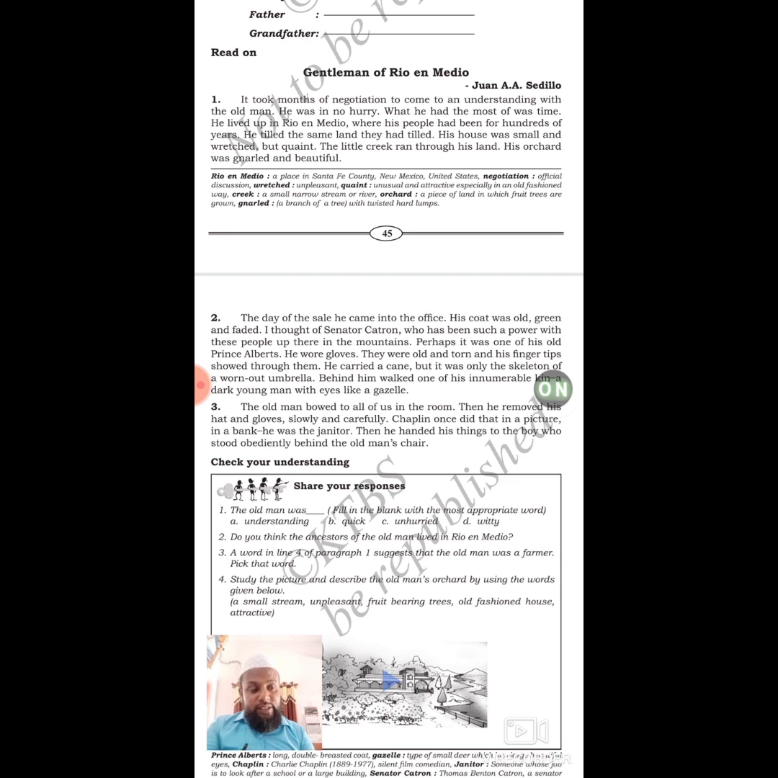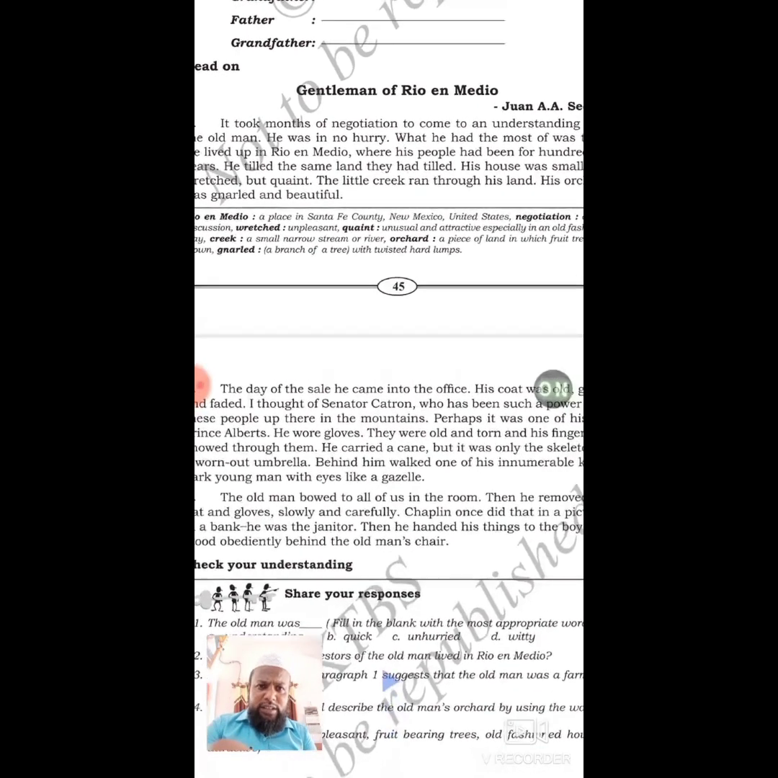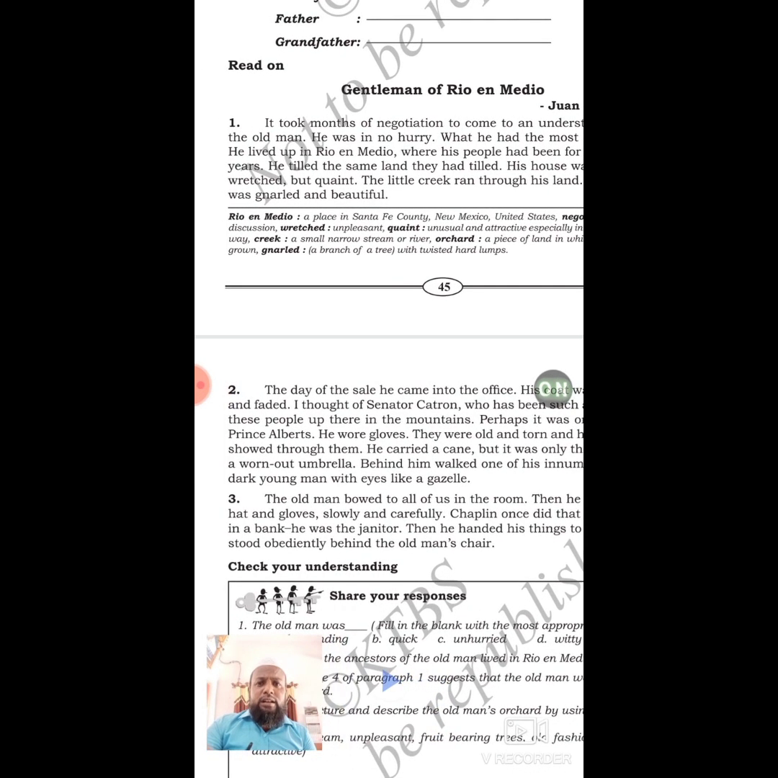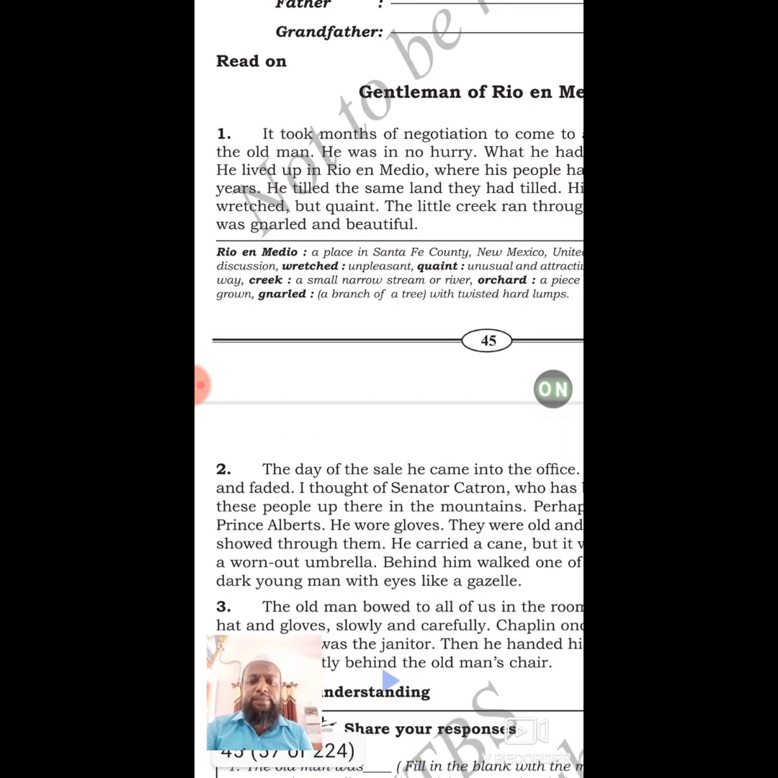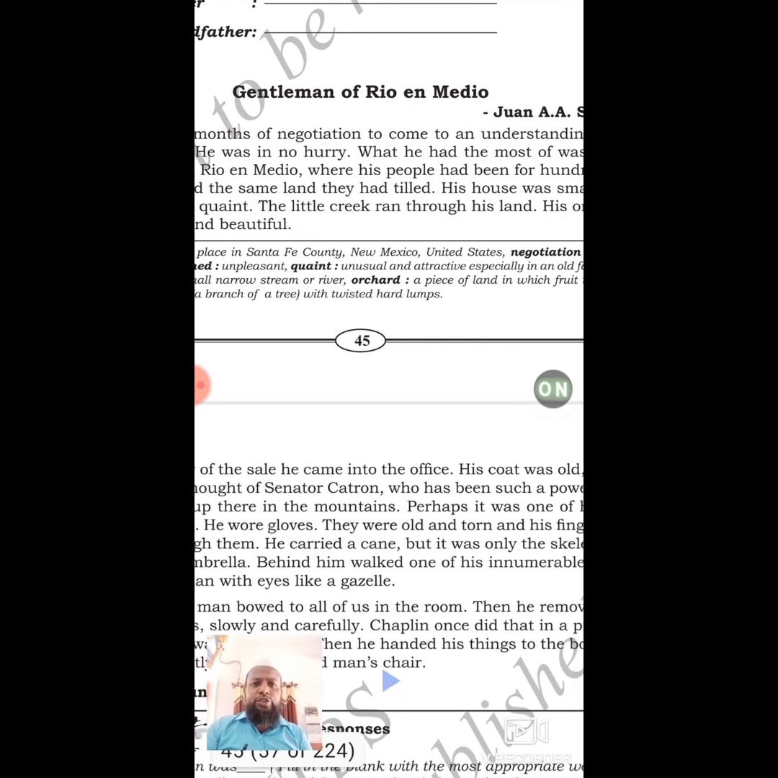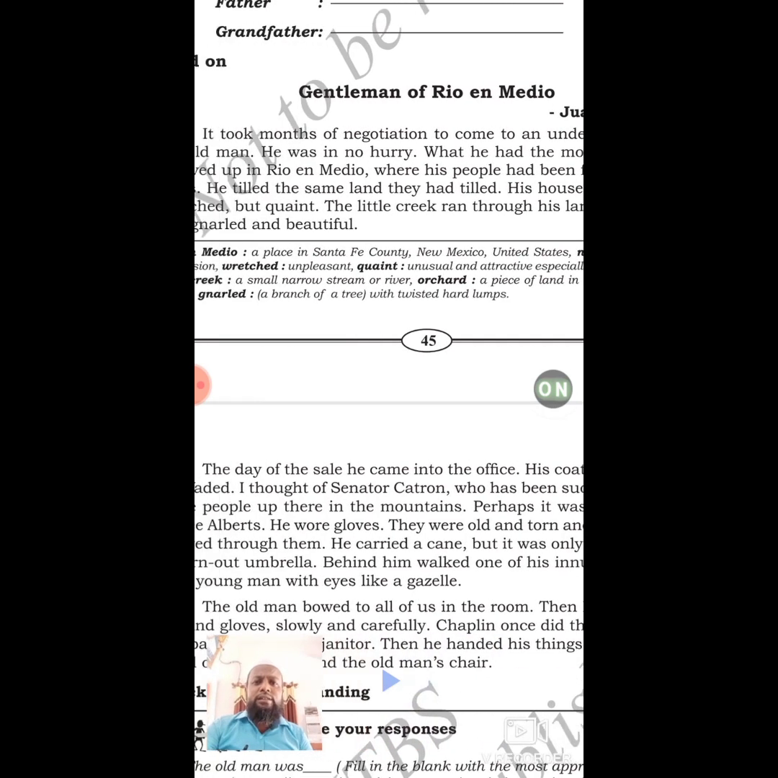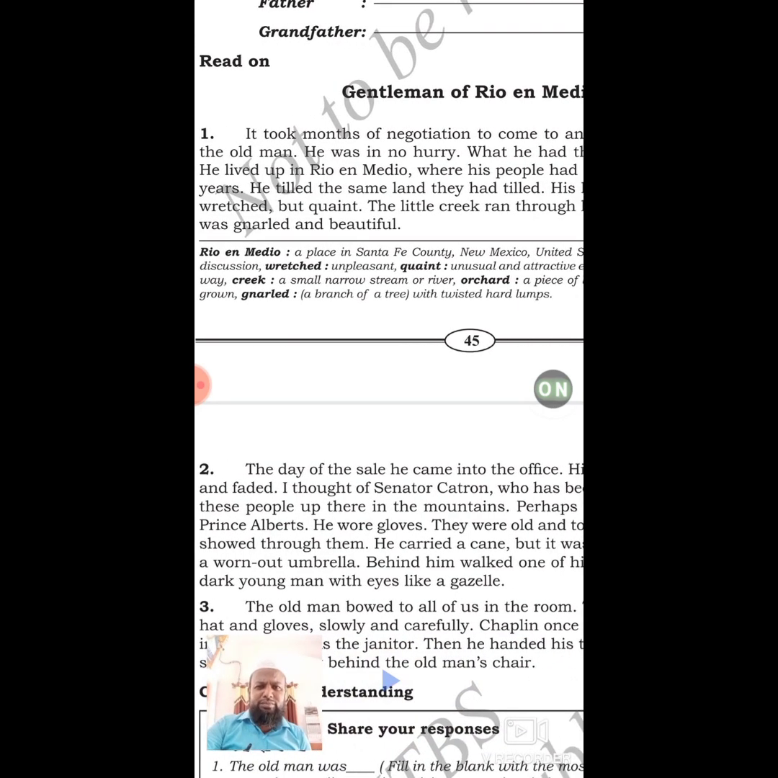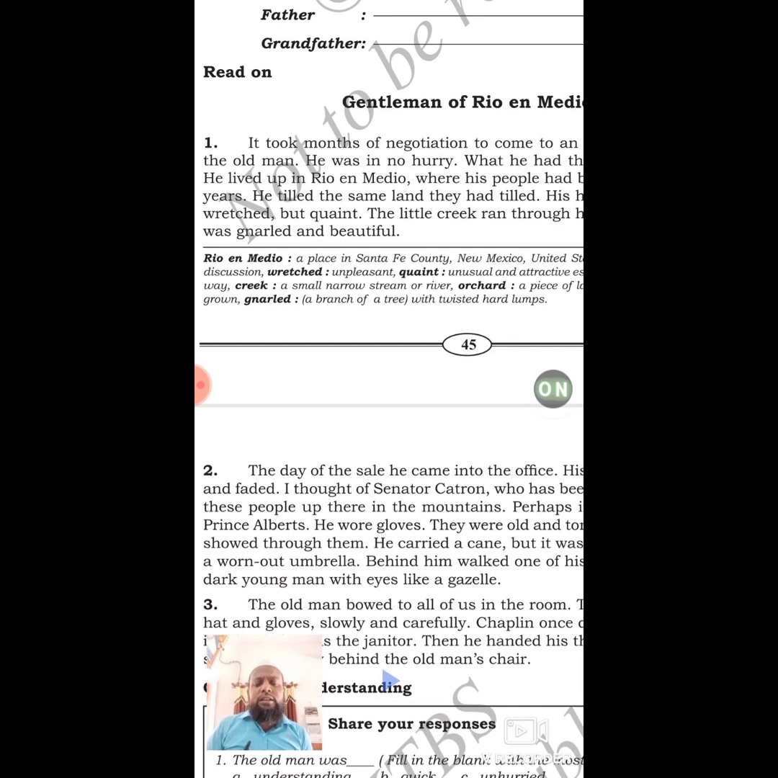I want to tell you a very simple thing. Start with the first paragraph. It took months of negotiation to come to an understanding. The old man. Here the word negotiation is there. Bargaining of the price, we call negotiation. The amount is fixed between them. It took months; it took a little time for the negotiation, that is, bargaining over that land.